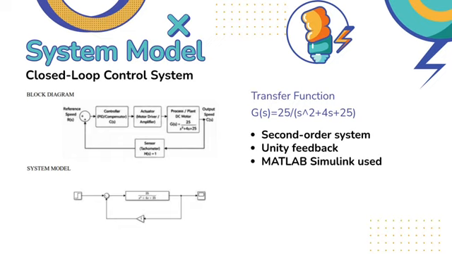Next is our system model. It is a closed loop control system, and my system model is under the block diagram. The transfer function is G(s) = 25 over s squared plus 4s plus 25. It is a second order system with unity feedback, and I also use MATLAB Simulink.